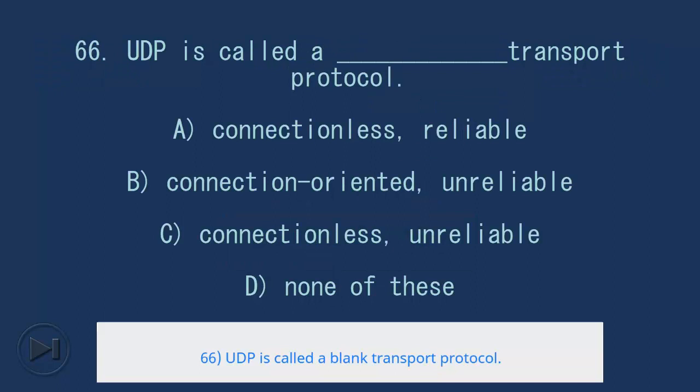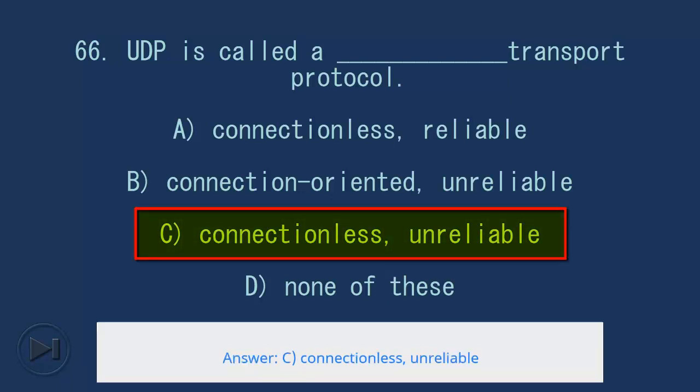66. UDP is called a blank transport protocol. A, connectionless, reliable. B, connection-oriented, unreliable. C, connectionless, unreliable. D, none of these. Answer, C, connectionless, unreliable.